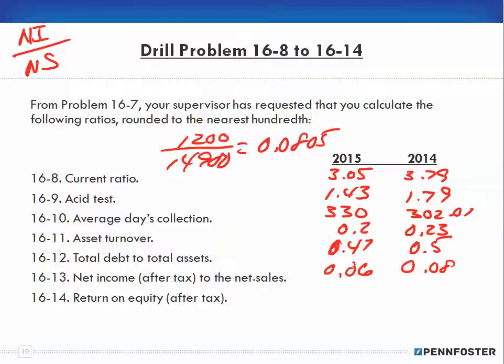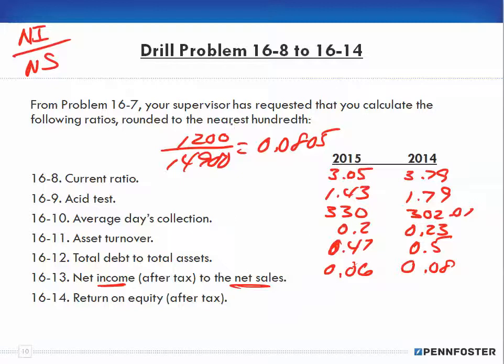What are you looking at there? Well, you're saying how much income do I have after tax in comparison to my net sales. All right, so I have my net sales, but I have to take out my cost of goods sold. In other words, what I bought the table for before I sold it, and of course you're taking out all of your expenses and you're taking out your taxes.